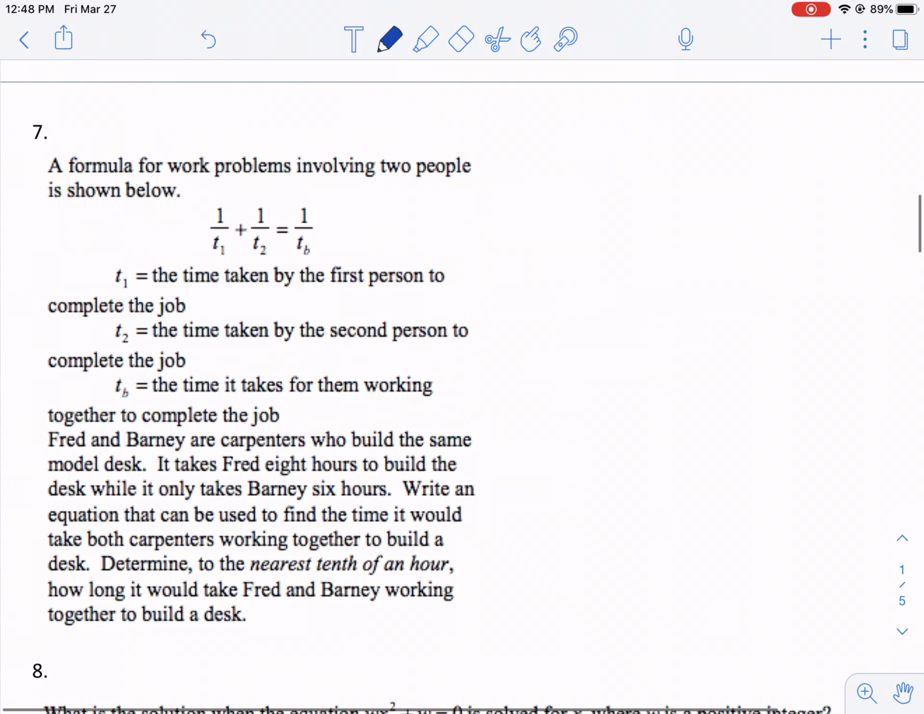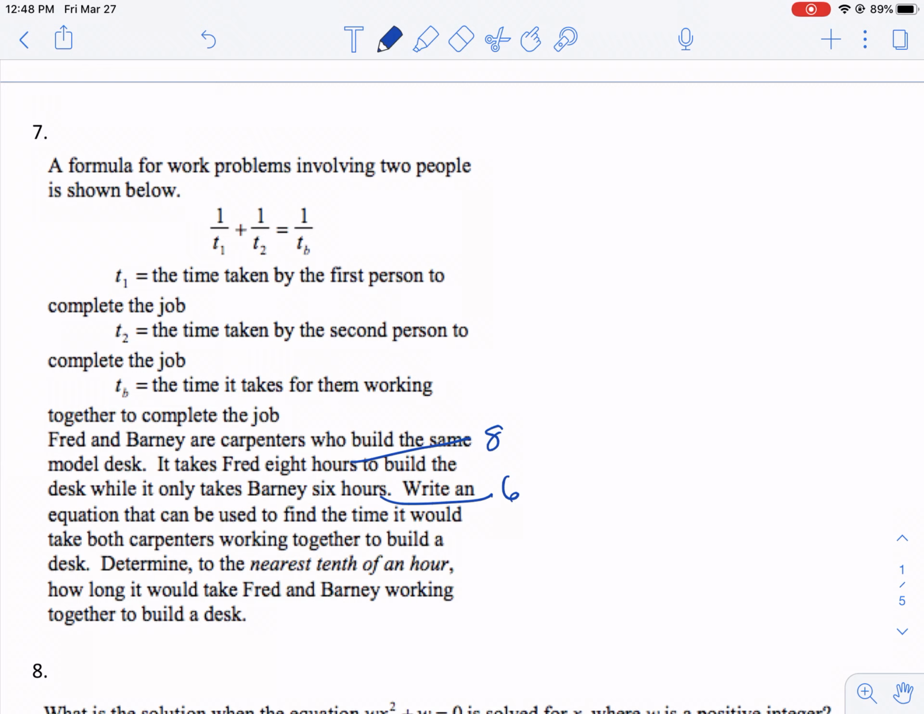Number 7. Formula for work problems involving 2 people is shown below. T1 is the time for the first person to do the job, T2 for the second person to do the job, and TB is the time for both of them working together. Fred and Barney are carpenters who build the same model desk. It takes Fred 8 hours, so Fred is 8, to build the desk, while it only takes Barney 6. Write an equation that can be used the time it would take both carpenters working together to build the desk.